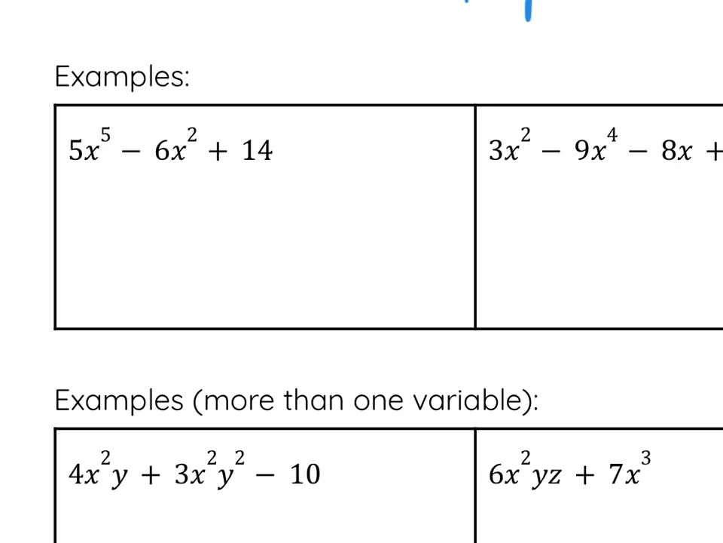So, for this first one, we're looking at our x's. The highest exponent is 5. There is an exponent of 2 here. There isn't an exponent written of x for that last one because it's a constant. So the degree is just going to be 5 because that's the highest exponent of our x.